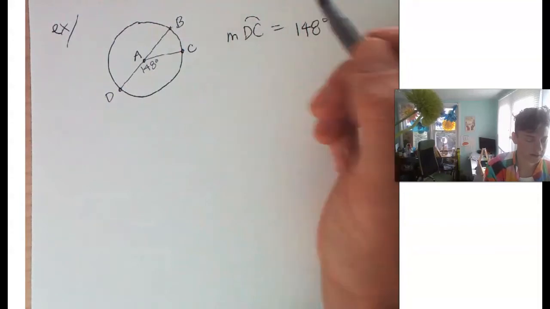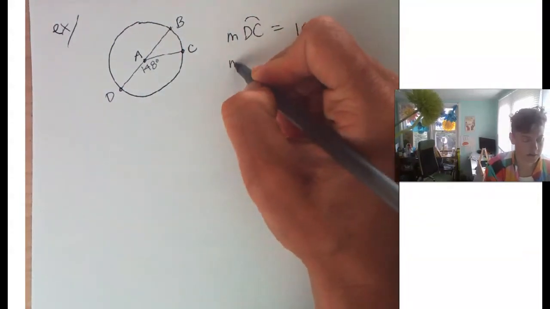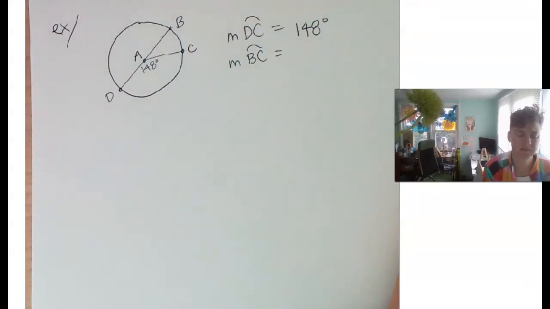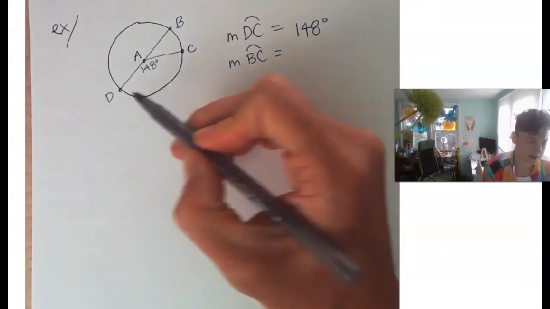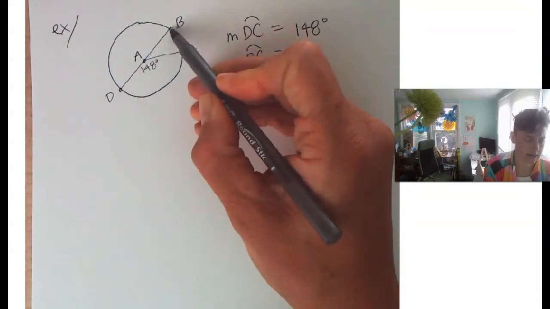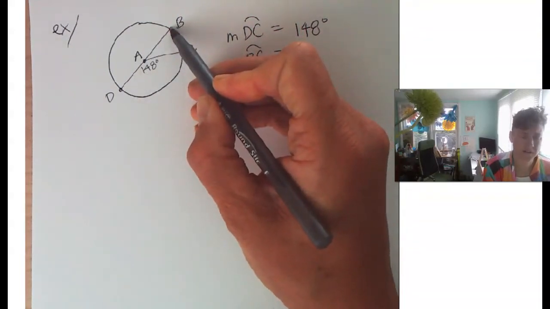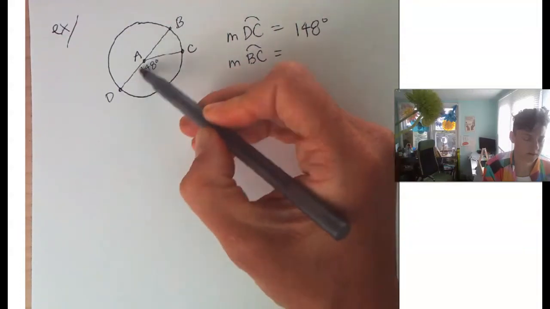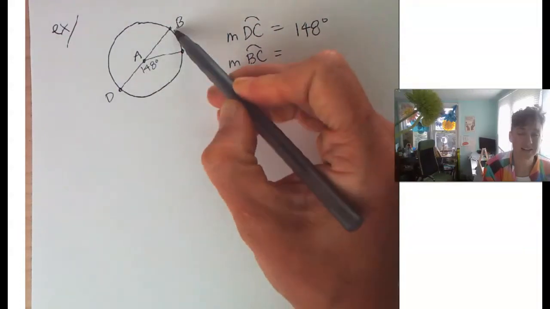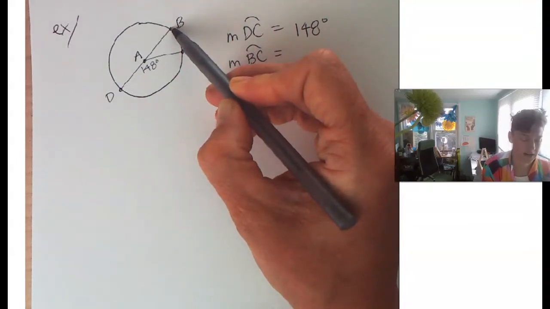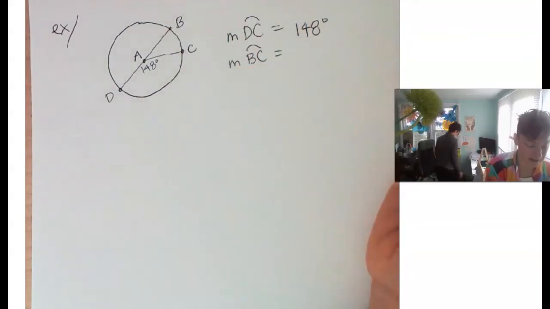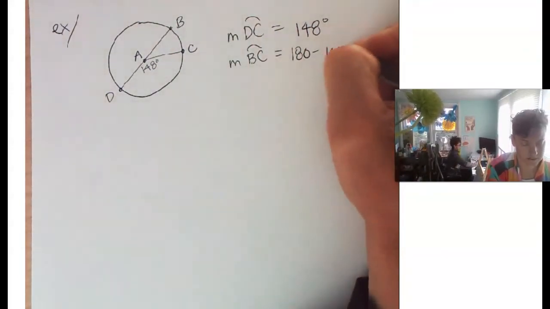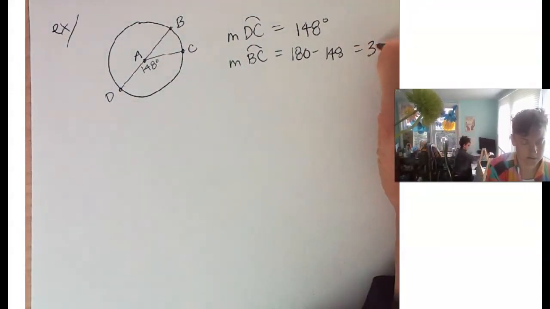How about the measure of arc BC? What's that guy going to be? Well, we made DB as a diameter, so it's going to split the circle in half. So this whole thing would be 180 degrees. So 180 minus 148 there. 180 minus 148 is going to get us 32 degrees.